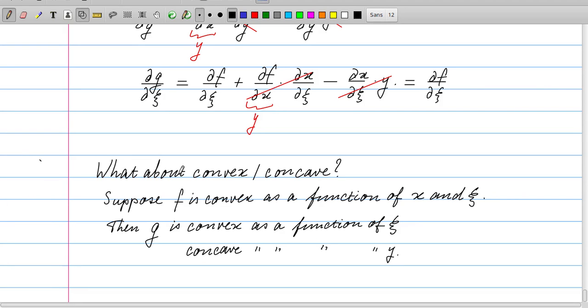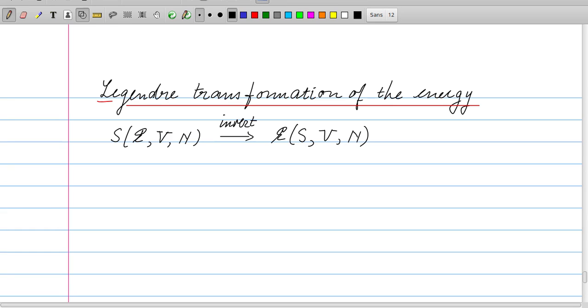For the sake of completeness, I also have written down here some properties which I do not prove in detail. But if f is a convex function of x and psi, and we assume that at the outset, then g is a convex function of psi. And it turns out that it's concave as a function of y. So generally we have performed the Legendre transformation with respect to x, because we replaced x by y, and that turns convex into concave. The other variables are left unchanged: the convexity or the concavity of the dependence is left unchanged by the Legendre transformation. So now we perform such a Legendre transformation to the energy.